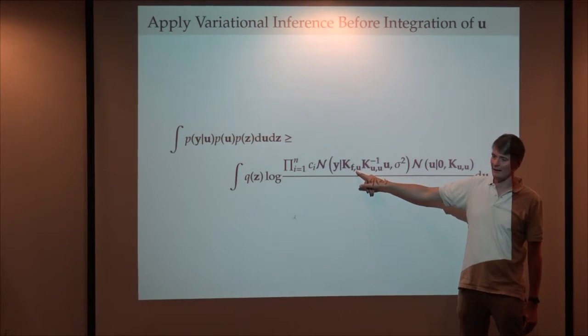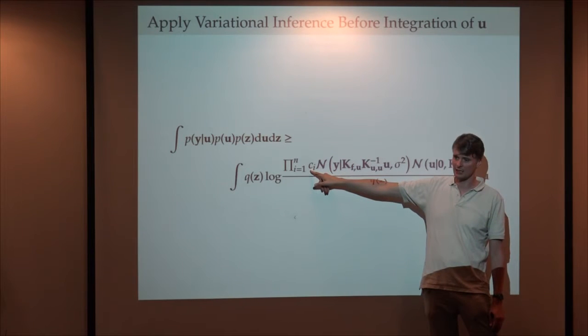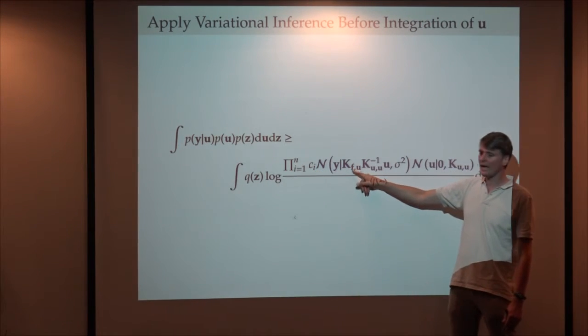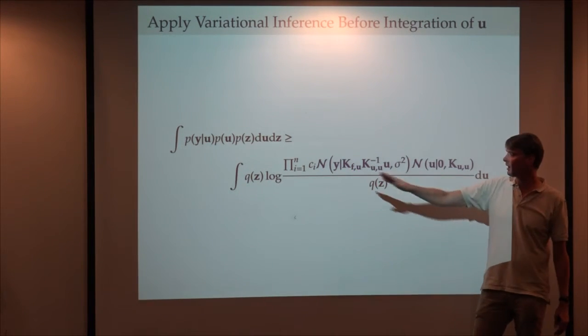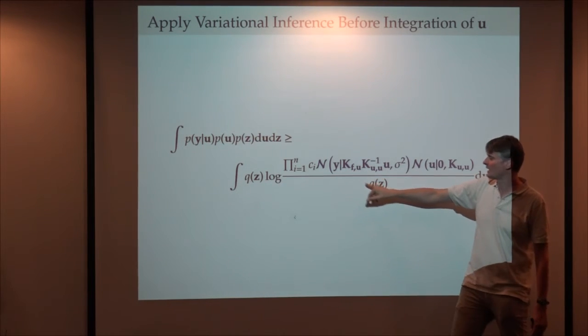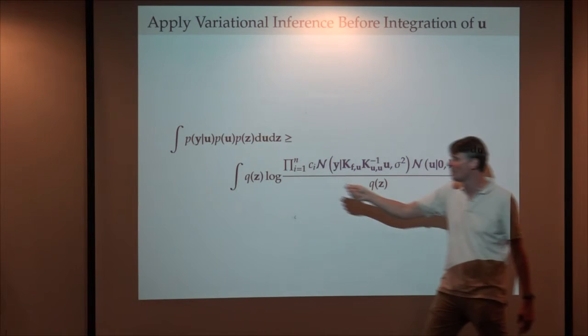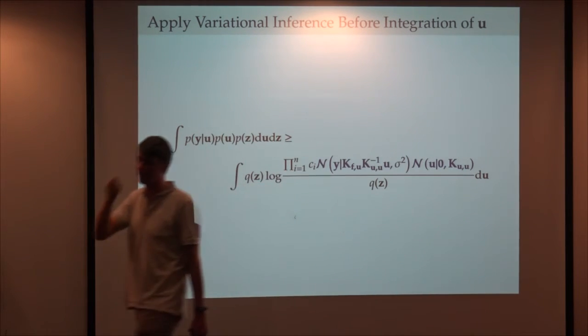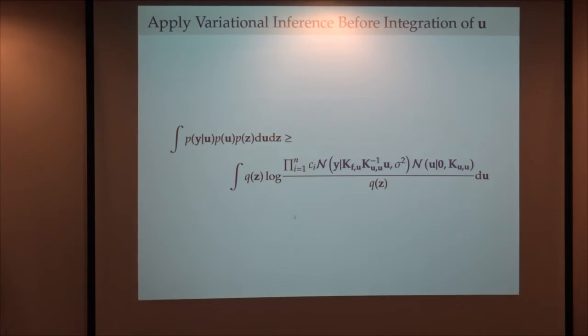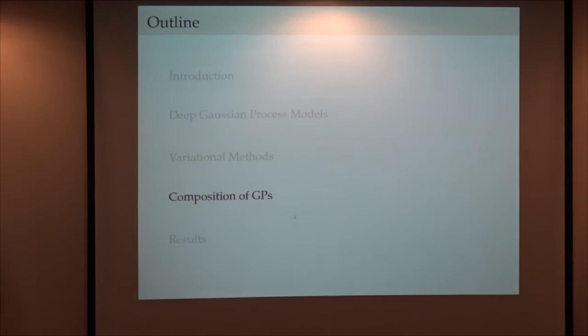X only appears in the kernel function, and it actually appears in C as well. But it only ever appears in the kernel function directly. And it turns out, because of the log here, if we can compute expectations of that covariance function under Q of Z, we can compute this lower bound. And that's the secret behind deep Gaussian processes.